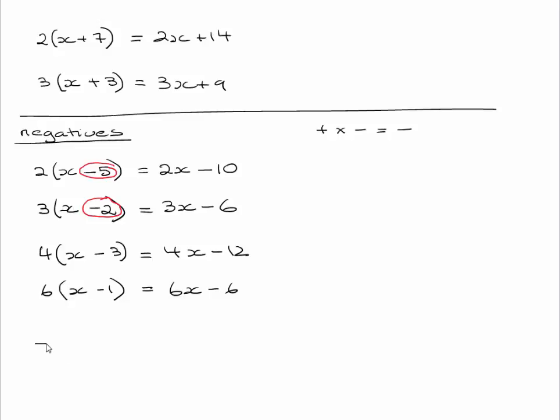Here's an example where we have a negative outside the brackets. The same rules apply. So circle your negative numbers. So minus 3 times x is minus 3x, and minus 3 times 4 is minus 12.